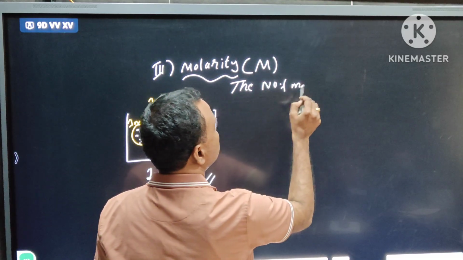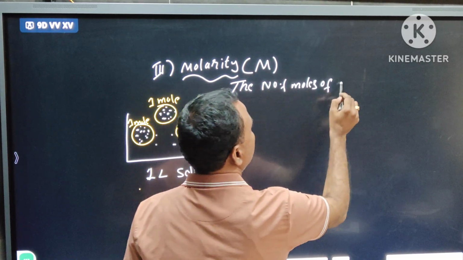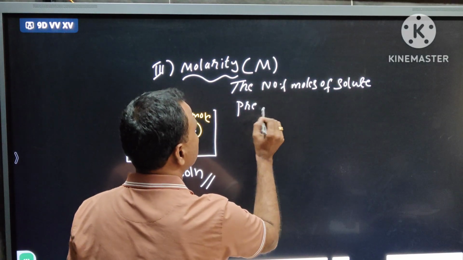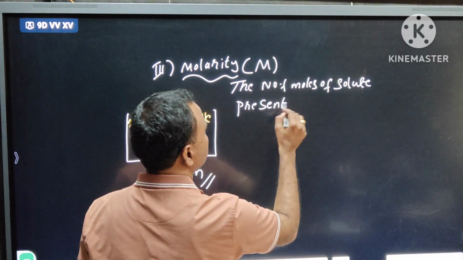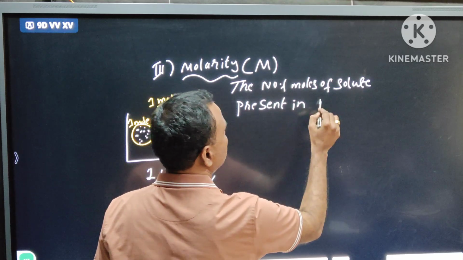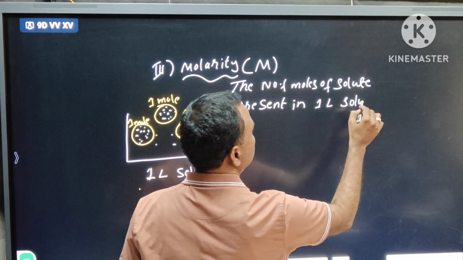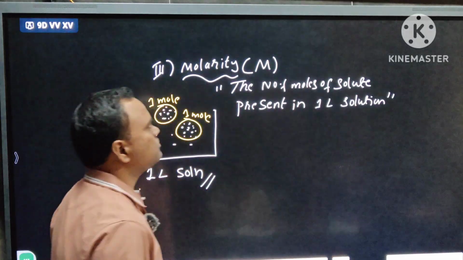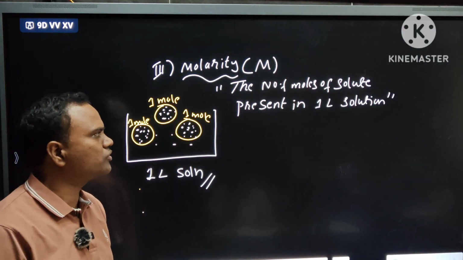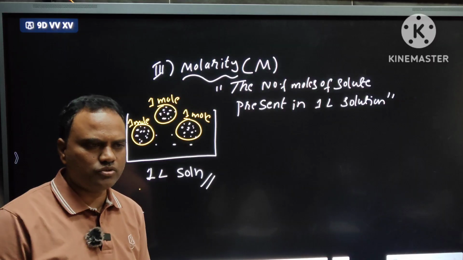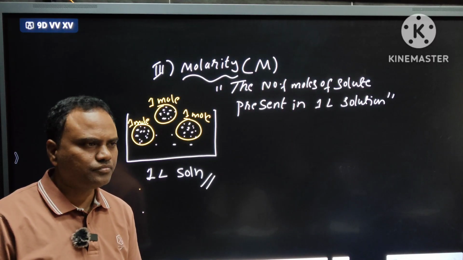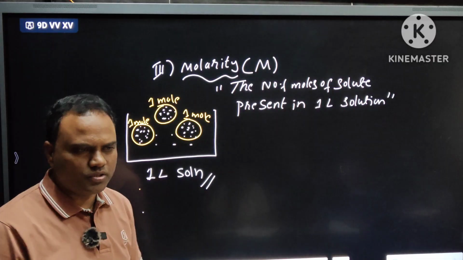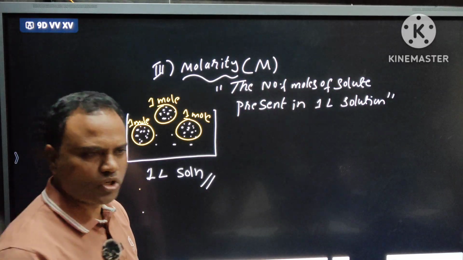The number of moles of solute present in 1 liter solution is termed as molarity. The number of moles of solute present in 1 liter solution. Let us start the formulas. Important formulas in molarity.